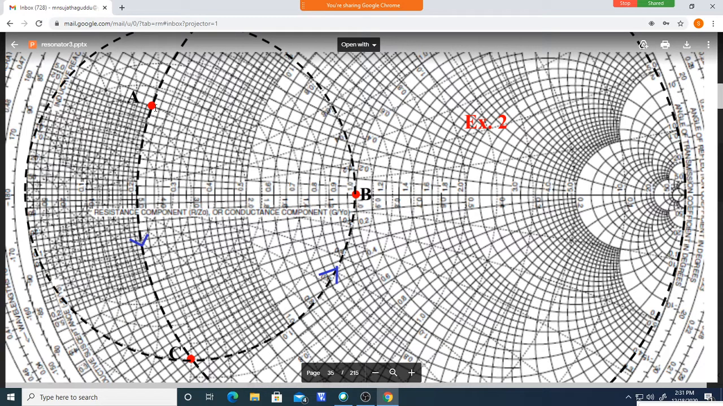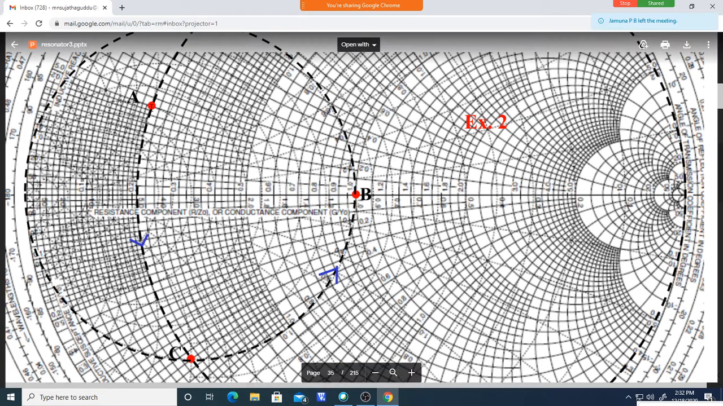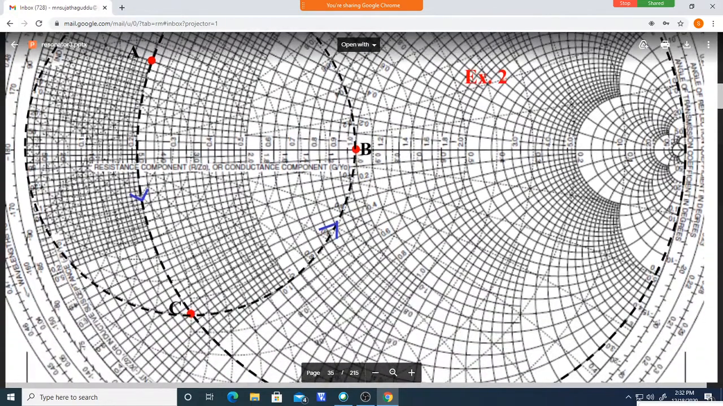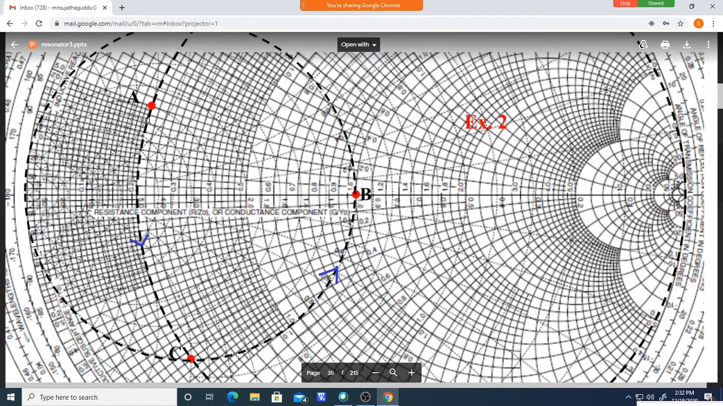Which circle am I moving on? It is the resistance circle, not the conductance circle. From here, I am moving on the resistance circle. You see, this is the resistance circle. This is conductance. If I move on the conductance circle, I do not get a solution. That's why I moved on the resistance circle. Moving on the resistance circle in the clockwise direction, I can reach the G is equal to one circle, or moving in the anti-clockwise direction, I can reach the G is equal to one circle.